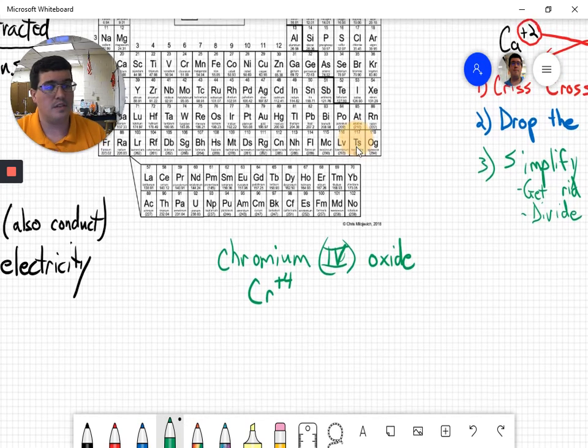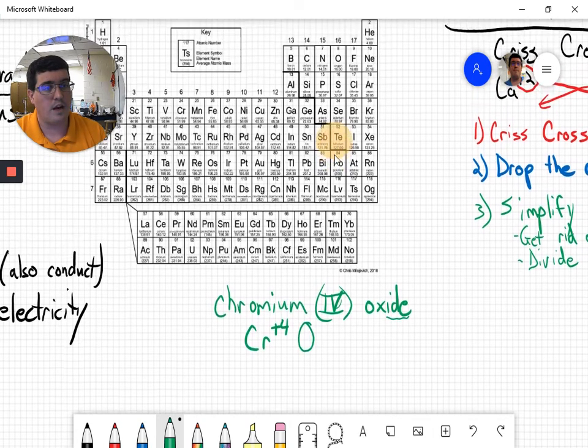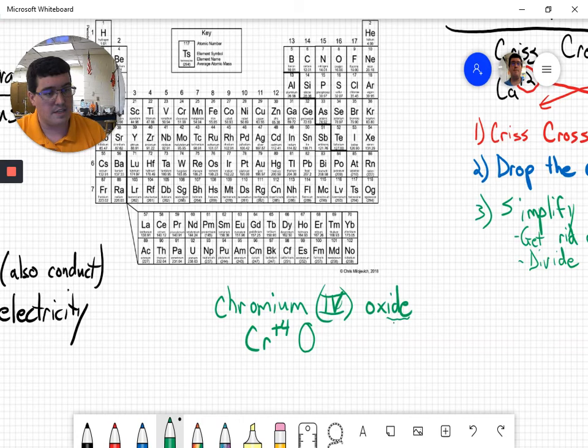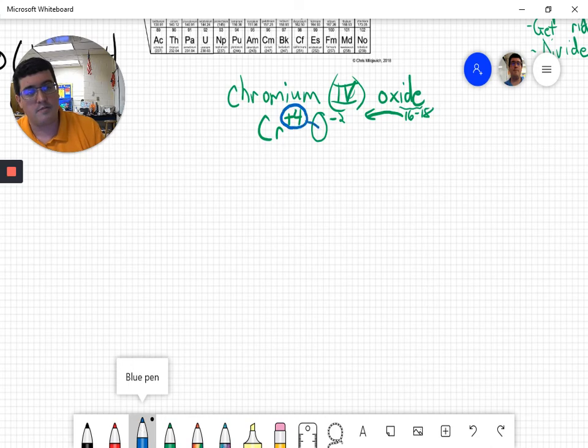Oxide, need to scroll up just a little bit. There is oxide, that is oxygen. I need to know what the charge is of that oxygen. Well, remember, because it ends in IDE, I can look up at its root number, which is 16. 16 minus 18 gives me a -2. We're going to put that in there. So there's that -2. All right, now that I've got these guys, I am ready to crisscross. So we're going to take the +4, move it down, take the -2, move that down. And I'm left with Cr, -2, O, +4.